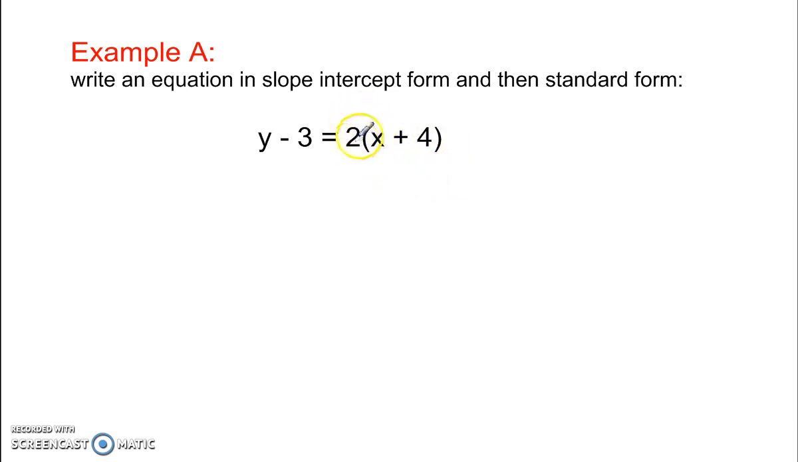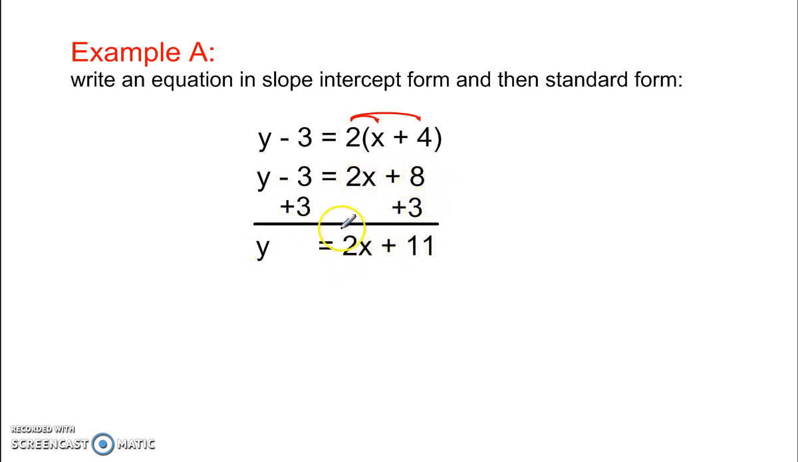Alright, so the first thing I'm going to do is distributive property. Alright, 2 times x gives me 2x, and 2 times 4 gives me 8. So then I have this form. We're almost in slope-intercept form. All I have to do is bring this 3 over here, and that means I got to add 3 to each side. I can't add it to the 2x because those are unlike terms, so I add it to the 8, and that gives me y equals 2x plus 11. Ta-da! Slope-intercept form. Alright, so that is y equals 2x plus 11.